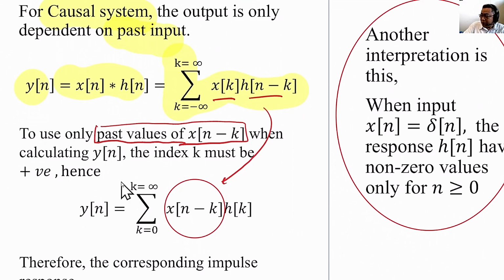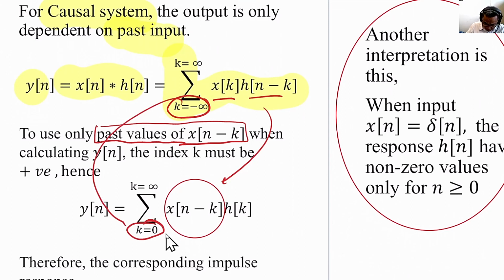If we are restricting x of n to be only the past value, therefore it cannot be n plus k. So what happens is that if we let k equal 0 to infinity, then it will be x of n minus k. What this also means is that the index k cannot go negative, because if it's negative, it will be x of n minus k, and it will become future values. So you realize that this equation went from here to here when we are talking about a causal system.